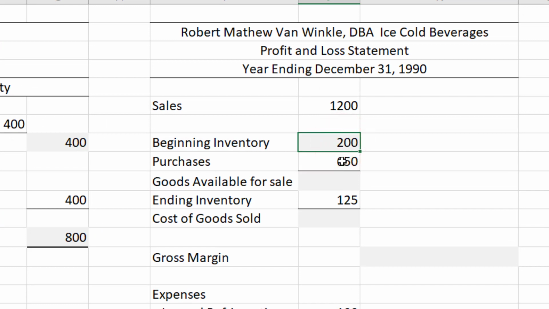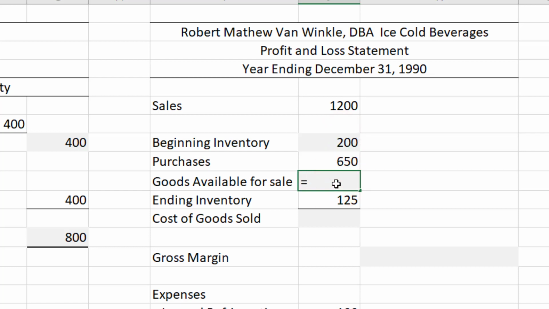The next item is purchases. Now, this is an item that's going to come from somewhere in your financial statements. It's not just a number you write down. This is the money you spent on inventory items during 1990. So you added things to your inventory, and this is what you spent on them. And now we're going to total up the beginning inventory and the purchases.